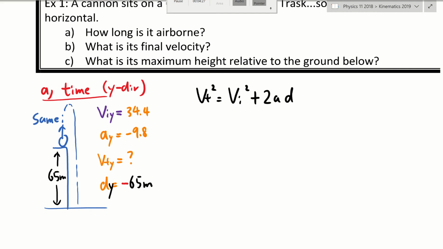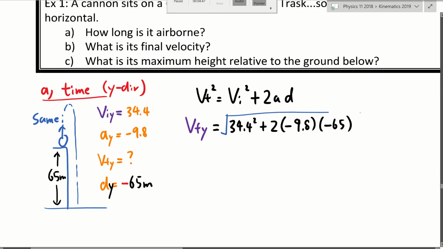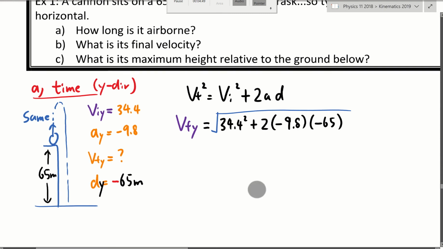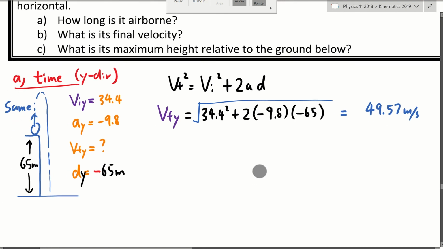Everything in here is in the y world, and we have our v final then. So this is your v final y, which is equal to the square root of 34.4 squared plus 2 times acceleration times displacement. Now, of course, there is a square root on the whole thing, but that is not too difficult. So you will have a final velocity of 49.57 meters per second. Now, this is a vertical final velocity.